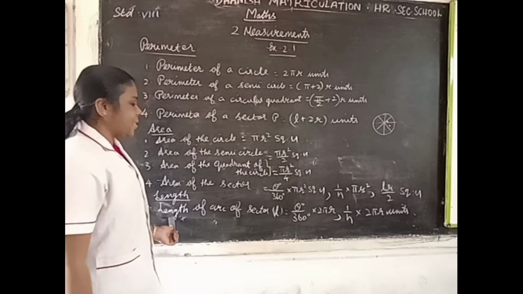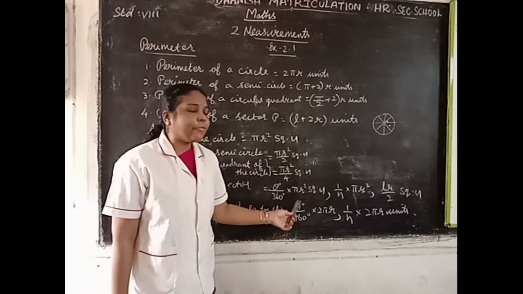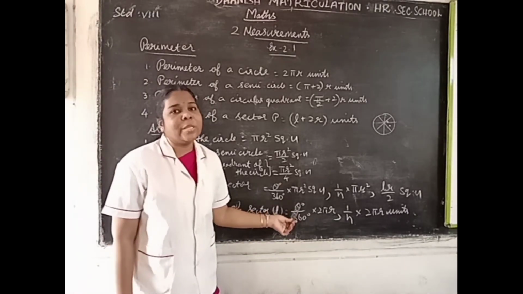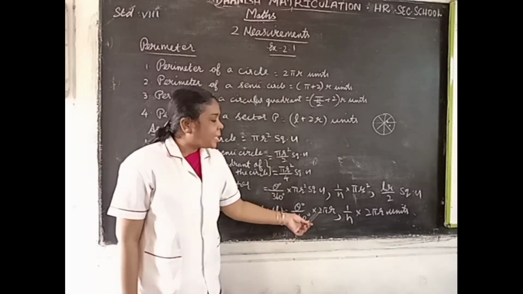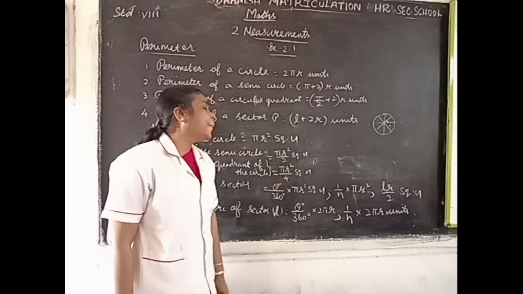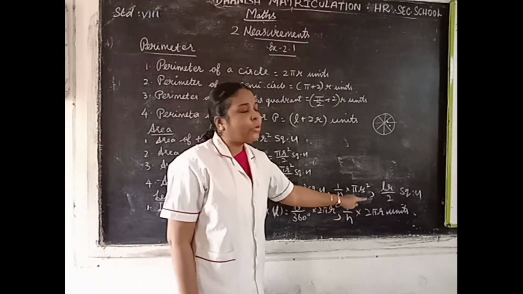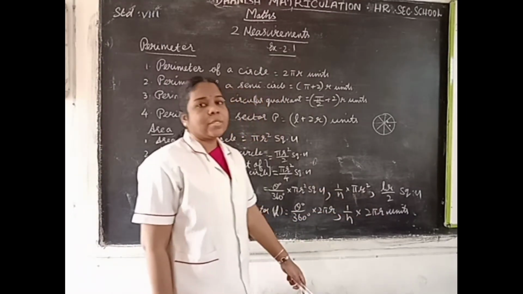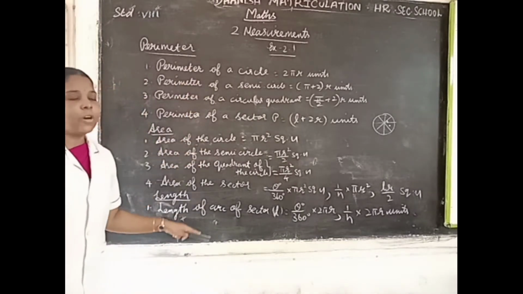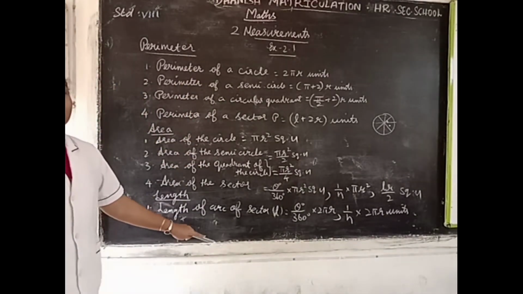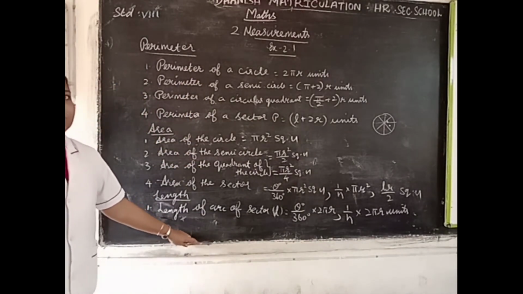The same way, length of the arc of the sector, also you have to learn the formula. If the central angle value is given, you have to use theta by 360 into 2 pi r. If they given the n value, it means 1 by n into 2 pi r units. So learn all these formulas, then we'll move to the exercise sums.